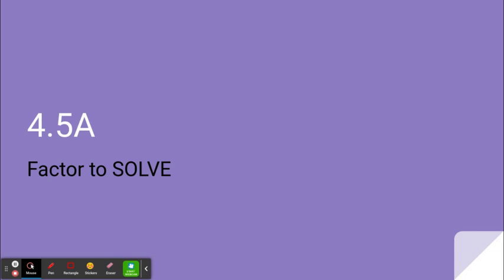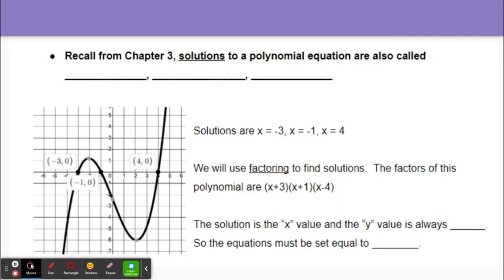Today we are going to continue factoring, but we're going to take it one step further and we're going to solve. So we're going to find solutions to polynomials by factoring. So have your notes out for lesson 4-5, please. All right, we're going to start here. It just says recall from chapter 3, solutions to a polynomial.